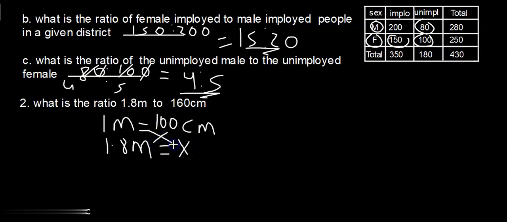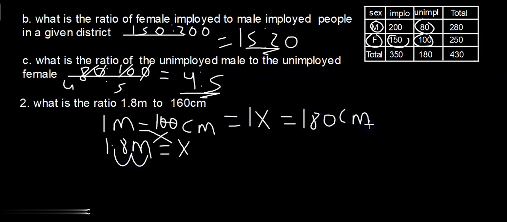So when you cross multiply, you're gonna get 1x will equal to, so these two zeros are gonna bring this thing out. So it will be 180, so 180 centimeter. So this one is actually the same as, what is the ratio of 180 centimeter to 160 centimeter? This is so easy, done.